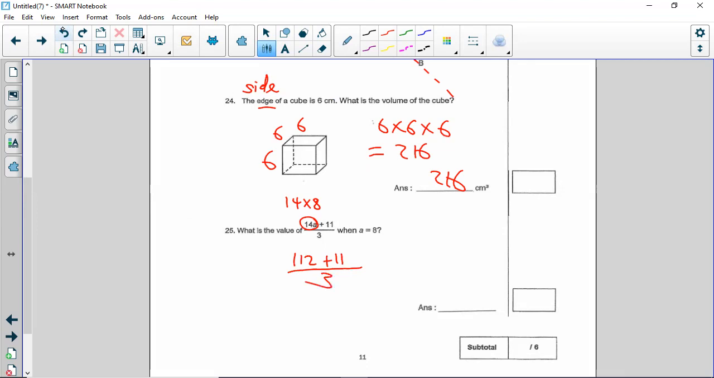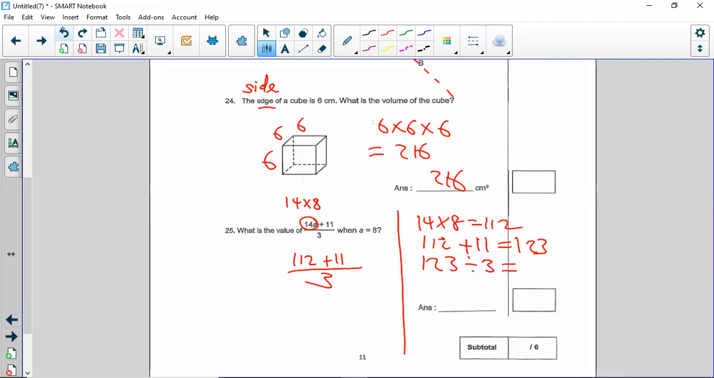Now, some of you, like also in your P5 4 operations, some of you do this. Don't do this, very dangerous. 14 times 8, 112, and then later you take 112, and then is there a divide or plus? I think that's a plus. So you separate your steps, and you get 123, and then you divide by 3. Now, some of you do this way.